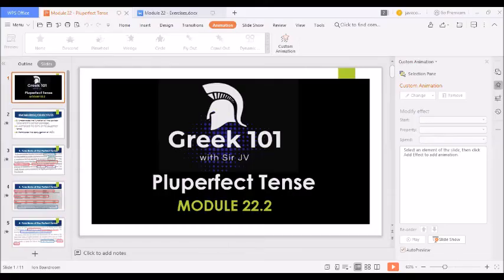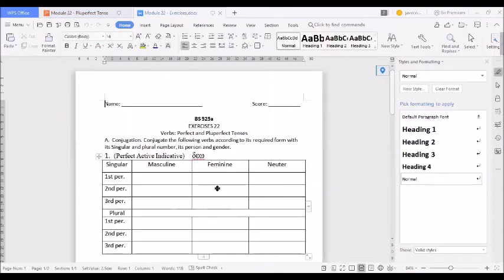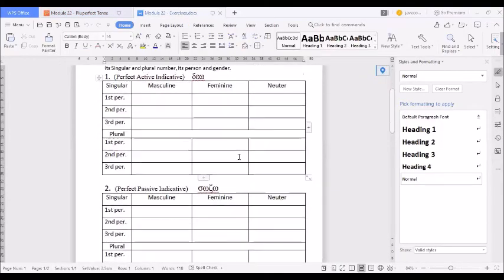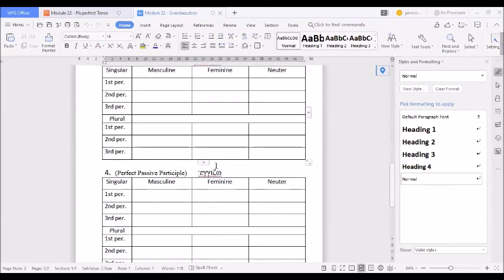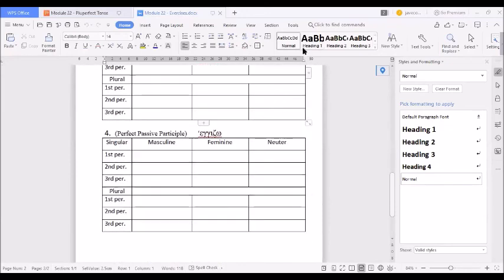So that's it for the pluperfect tenses. So don't forget to answer your assignment in our Canvas account and pass it on before the deadline.